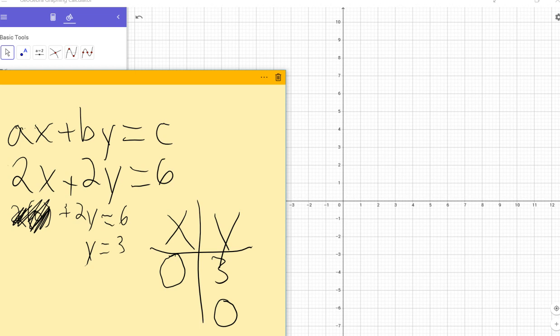Now we're going to plug 0 in for y. What this is saying is, what is the input if the output was 0? It's just like we're going backwards. What I like to do is cover up the y term. The 2y is going to go away, so you're left with 2x equals 6.